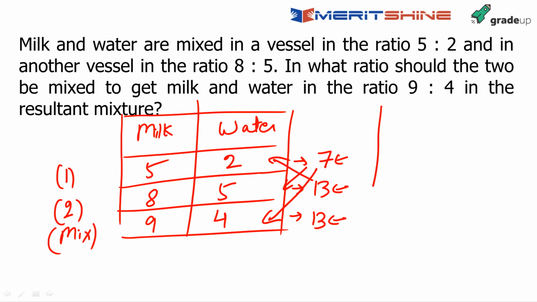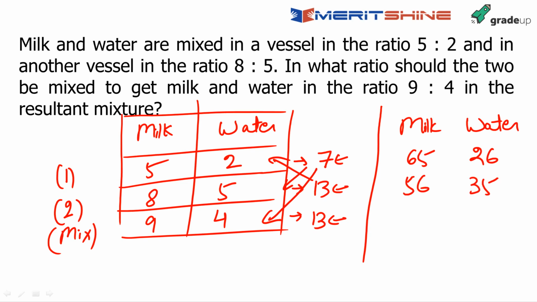तो अगर मेरे को इसको multiply करना है, the resultant that I would get would be this thing. I multiply this with 13, 13 into 5, 65, 13 into 2, 26, 7 into 8, 56, 7 into 5, 35, 7 into 9, 63, 7 into 4, 28.